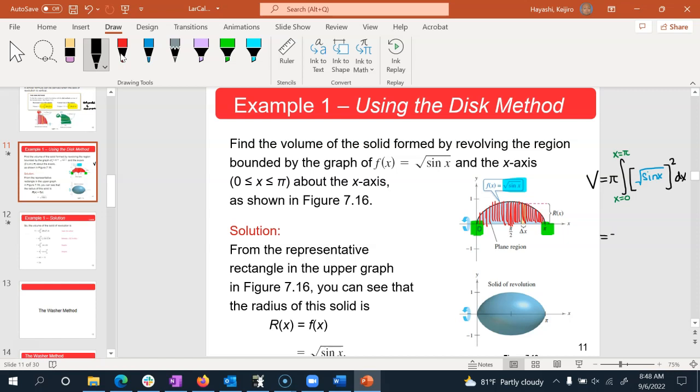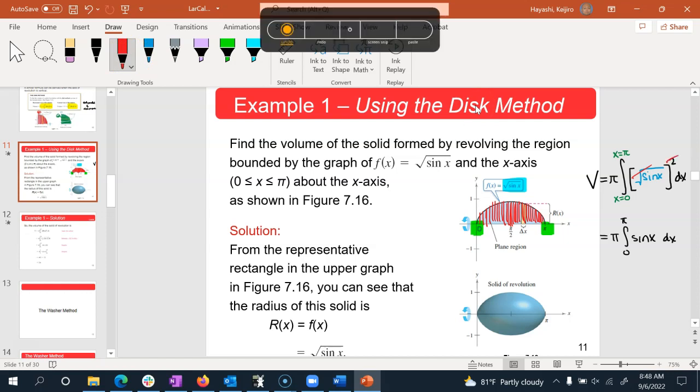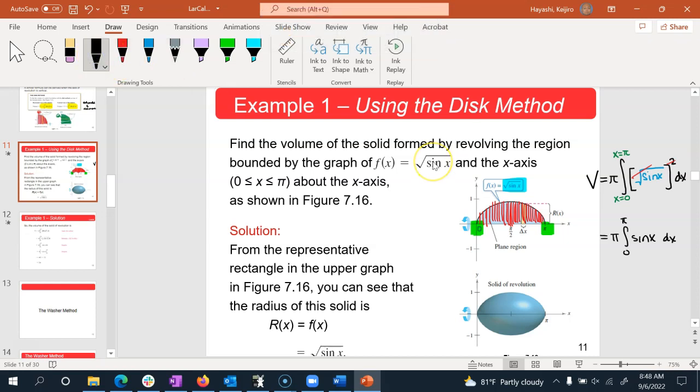So, simplifying that a bit, that's pi times the integral from 0 to pi of, well, the square root of sine of x. If you square that, that's going to make the square root go away, so you're just going to get sine x. You won't always be so lucky, but in this case, they cancel right out. Now, the integral of sine is negative cosine.